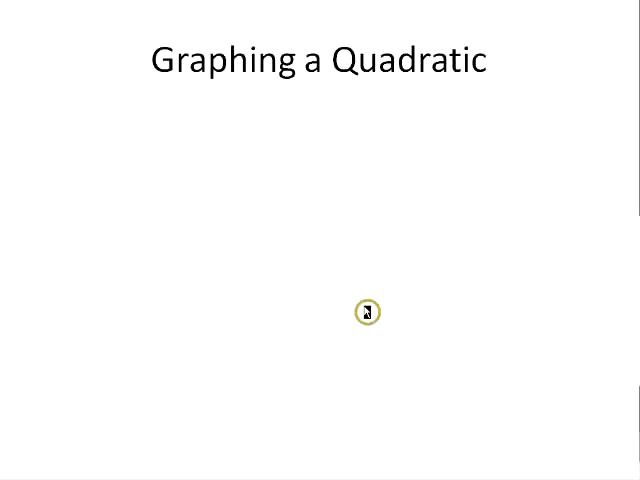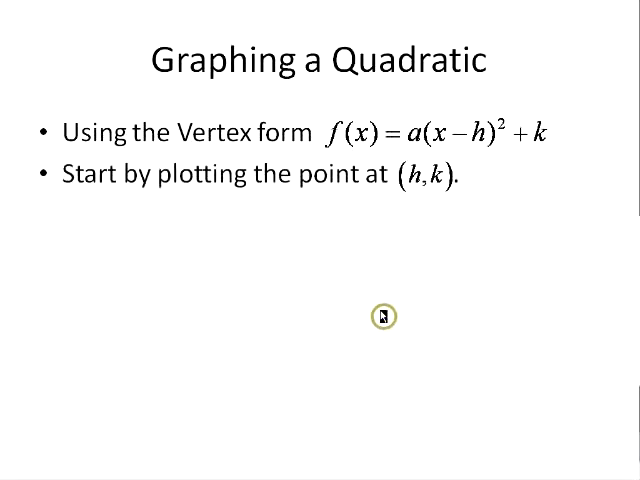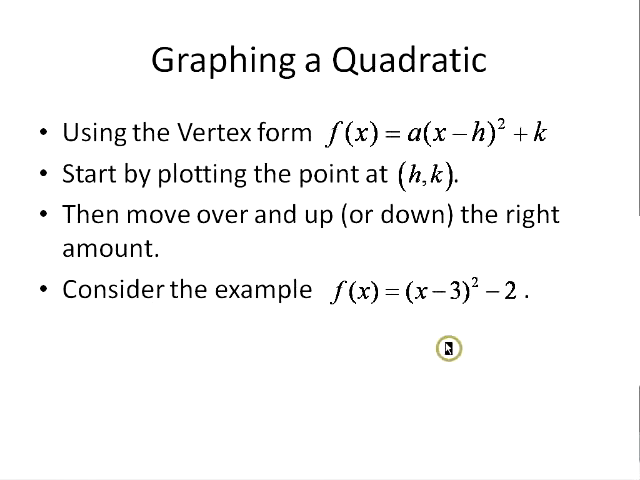The method that we are going to be using for graphing quadratics is similar to what we just did with graphing lines using the slope and the y-intercept. We are going to be using the vertex form f(x) = a(x - h)^2 + k. We're going to start by plotting the point at (h, k), and then we're going to move over and up or down the right amount. The right amount is going to be determined by how far over we move and by the a number in this form for the vertex.